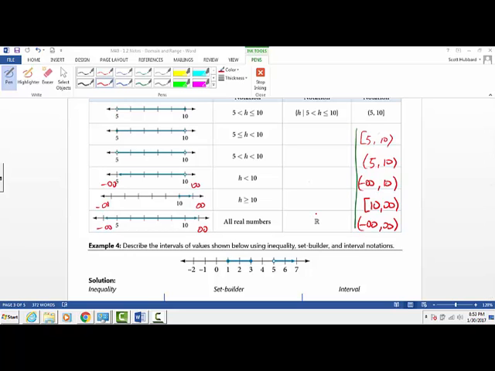One special symbol is called all real numbers. It's got this fancy looking R right here. So if you see that, that just means that it's this interval, negative infinity to infinity, and it's all real numbers.